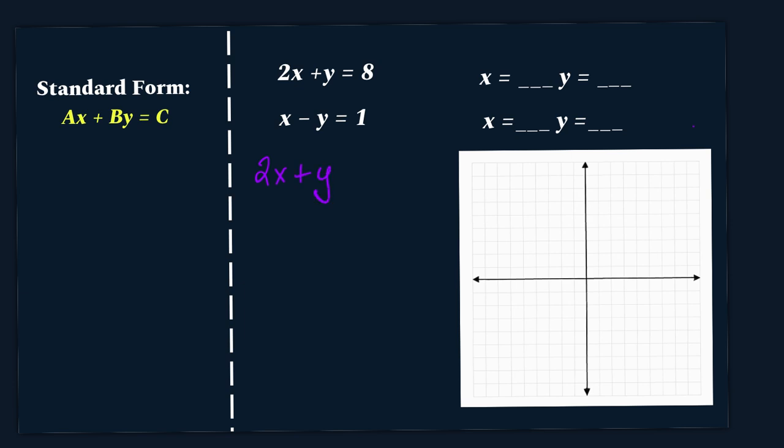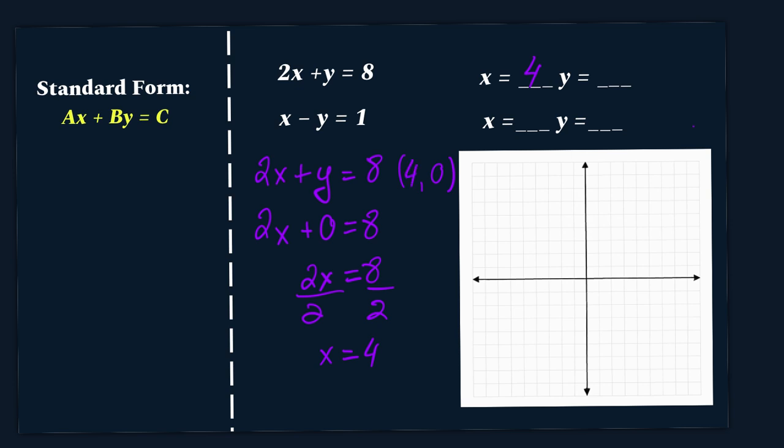2x plus y equals 8. Let's first find our x-intercept, which means that our y will be 0. Okay, 2x plus 0 equals 8. Well, 2x equals 8. Now divide both sides by 2. So our x equals 4. So our x-intercept is 4, which means y is 0.